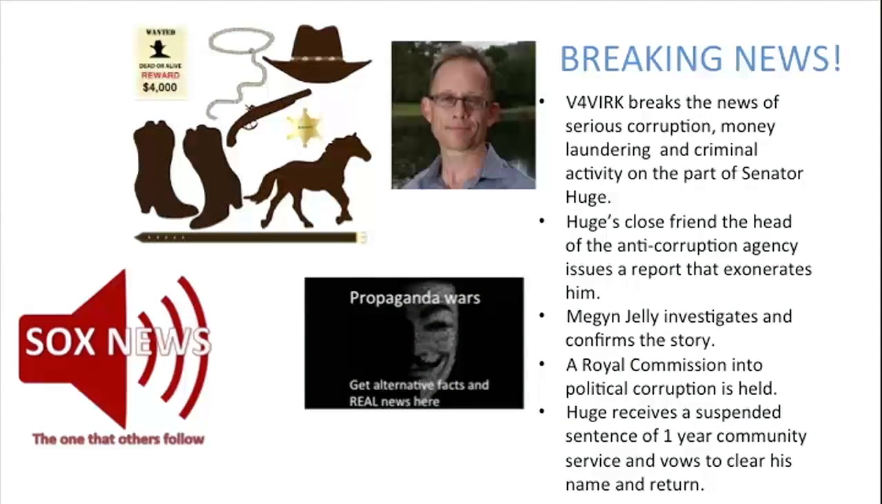And in breaking news, V for Virk on his propaganda wars site breaks the news of serious corruption, money laundering and criminal activity on the part of Senator Hughes. Remember him? Hughes' close friend, the head of the anti-corruption agency, issues a report that exonerates him. But Megan Jelly, strange bedfellows, teams up with V for Virk and investigates the story, confirms it. A royal commission into political corruption is held, and Hughes receives a suspended sentence of 1 year community service and vows to return and clear his name.